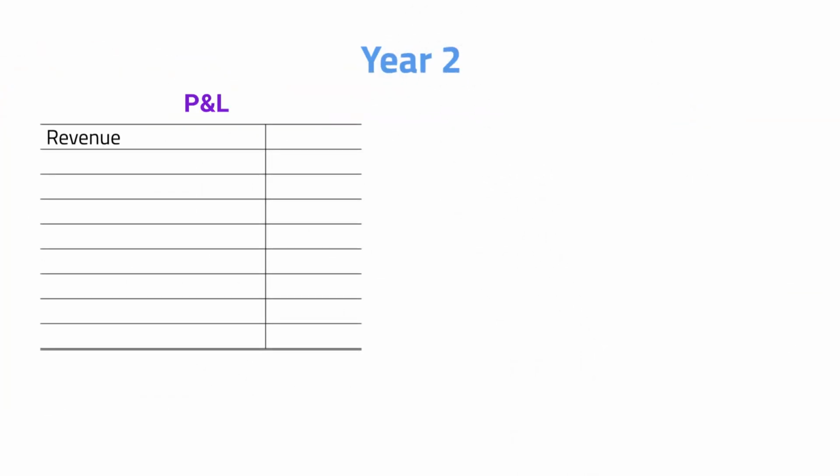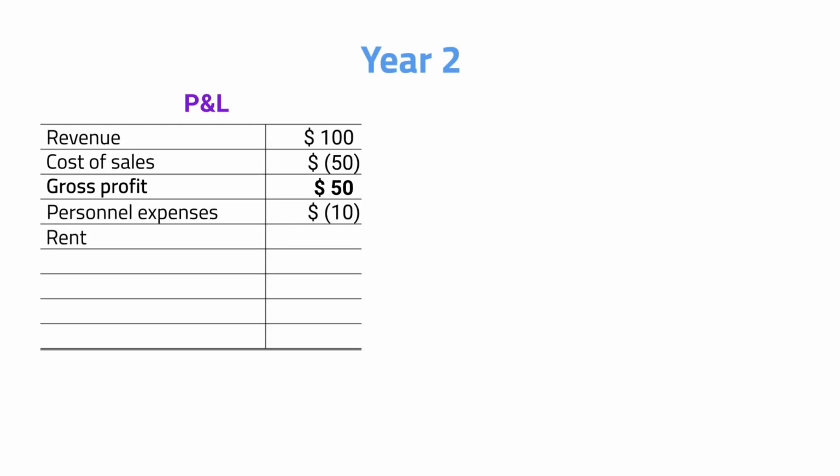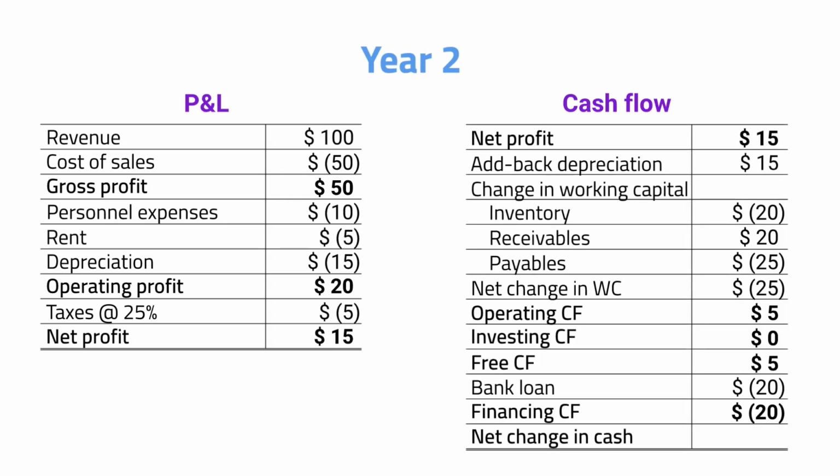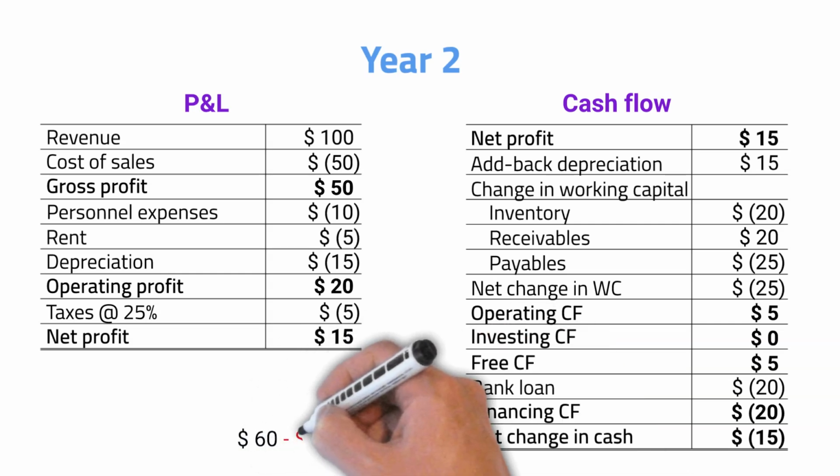Now comes the P&L. During year 2 we sold apples for $100 at a cost of $50, paid $10 of salary and $5 of rent, and recorded $15 of depreciation. On top, we paid $5 of taxes. In addition to that, we also repaid $20 of the bank loan we had. That produced $15 in net profit, but resulted in a negative total cash flow of $15, mainly because we repaid a loan. So, in the result, we had a year-end cash balance of $45 after all movements.